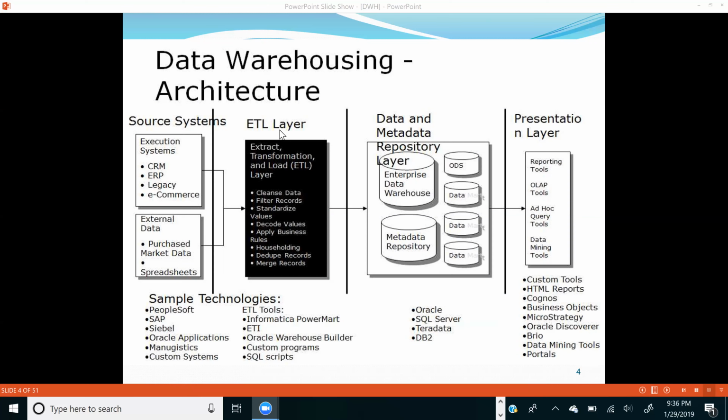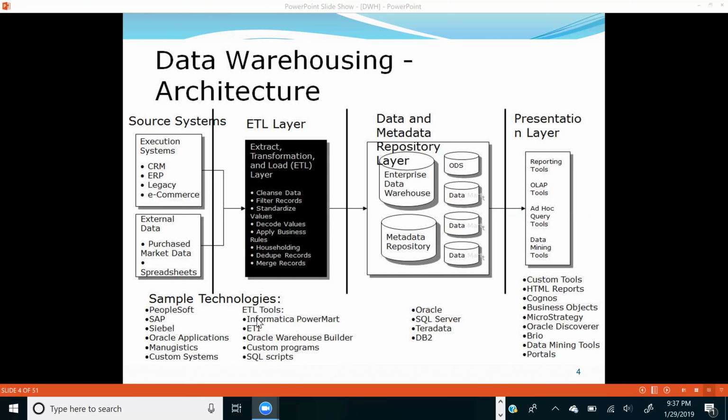Then under the ETL, we discussed extract, transformation, and load. It is going to cleanse the data, because it brings data from your source systems and from the external data, and the data will not be consistent between source systems, and when you take external data, obviously there will be a lot of data inconsistency. So it is going to cleanse the data and filter whatever data is required, then standardize values, decode values, apply various business logic, then householding, merge records, and so on. All this is the responsibility of ETL.